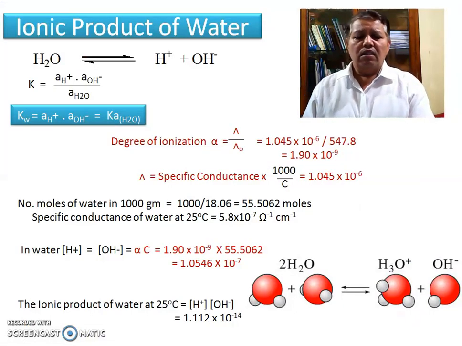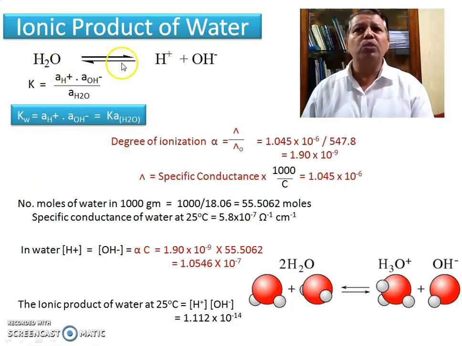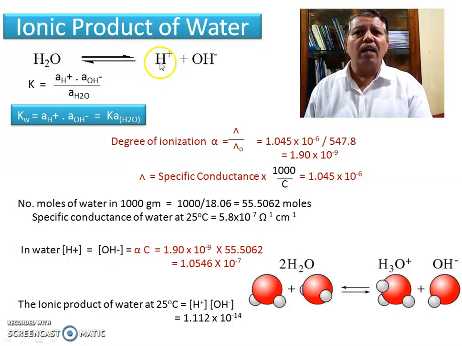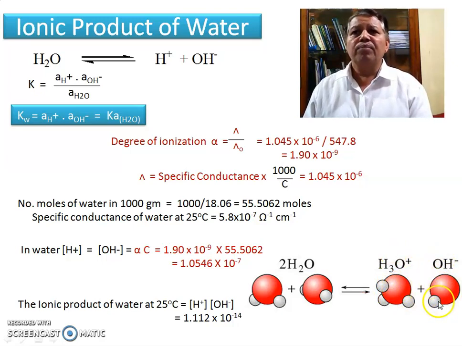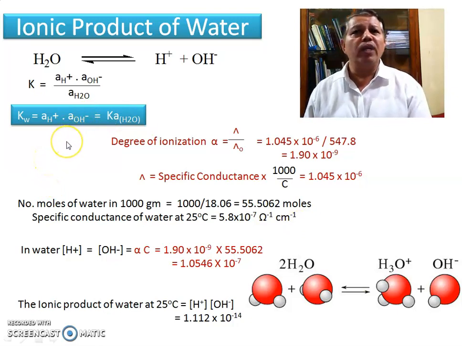After the degree of dissociation, we can measure the ionic product of water. We know that water dissociates into H+ and OH- ions. Actually the hydrogen ion is combined with H2O, and we observe that hydronium ion and OH- ions are present in the water. When water dissociates, Kw is the equilibrium constant for water, the concentration of hydrogen ion into the concentration of OH- ion, or the activity of hydrogen and OH- ion.